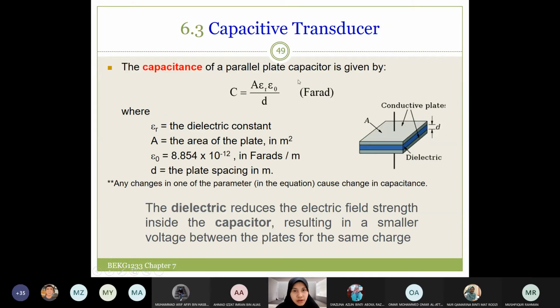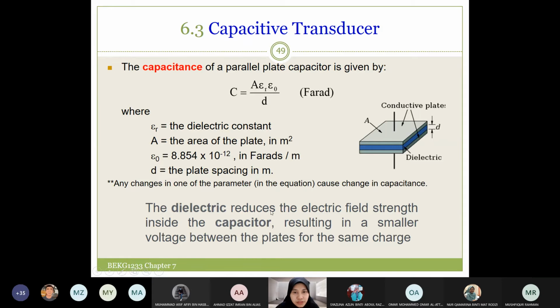Capacitance of a parallel plate is given by this formula. C is equal to A, where A is the area of the plate in meter square, times epsilon R and epsilon naught. Epsilon R is the dielectric constant, usually given. Epsilon naught is a constant, it is this value, and divided by D. D is the plate spacing in meter, the space of the dielectric.